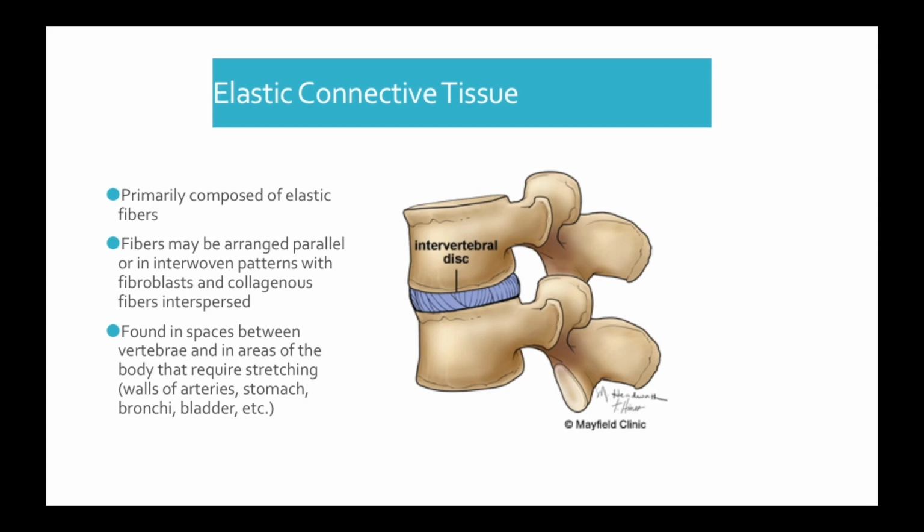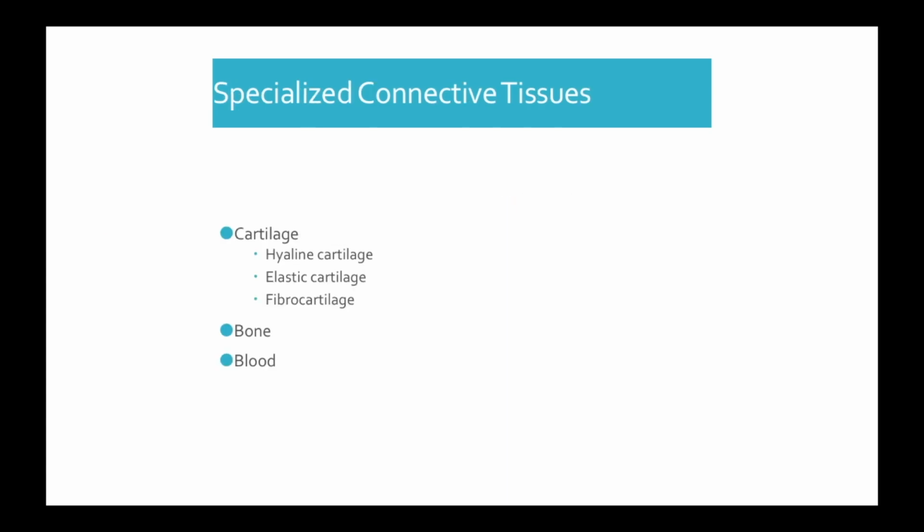And we have elastic connective tissue, primarily composed of elastic fibers. Fibers may be arranged parallel or in interwoven patterns with fibroblasts and collagenous fibers interspersed. It's found in spaces between the vertebrae and in areas of the body that require stretching, such as the walls of the arteries, the stomach, the bronchi, the bladder, etc.